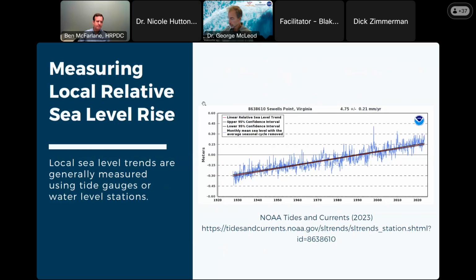So for the most part, our understanding of sea level rise comes from the tide gauge record. We're fortunate here in Hampton Roads that we have a tide gauge at Sewell's Point in Norfolk that is 95 or so years old at this point. So it's been around for a long time. We have a very long record. That's both a blessing and a curse sometimes, depending on how you interpret the data.